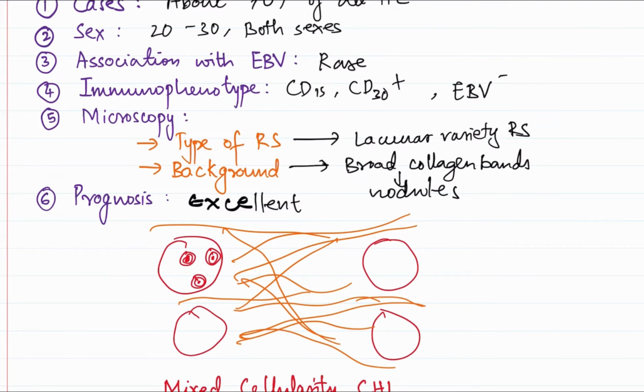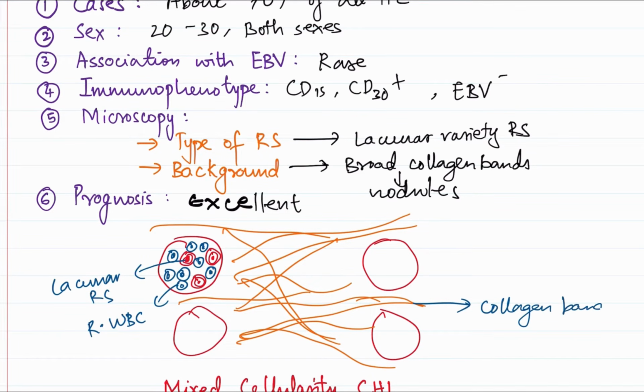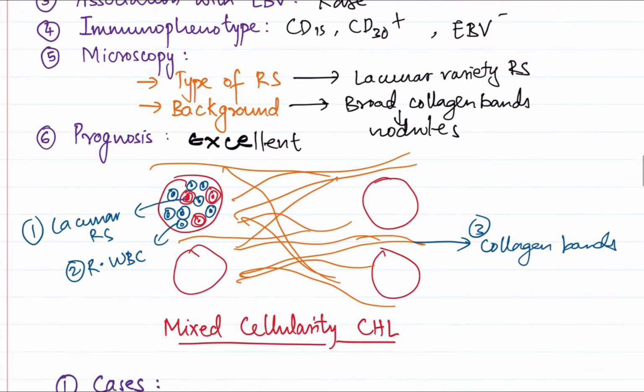And this lacunar variant will be surrounded by reactive lymphocytes. To mark, we'll have the lacunar variety, lacunar RS, the reactive WBCs, collagen band. These are the three features of nodular sclerosis CHL.